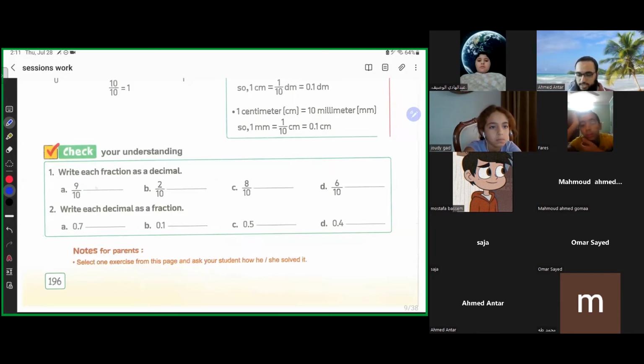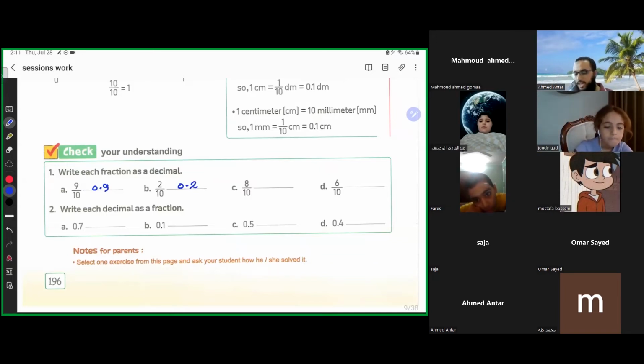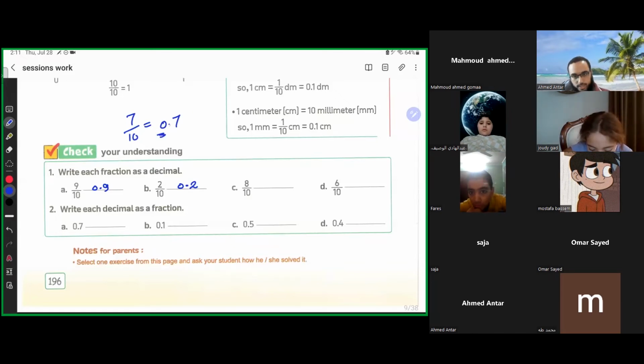It's 0.9. If it is 7/10, it's 0.7; 8/10, 0.8; 2/10, 0.2. If you have 7/10, you can write it as what? 0.7. Yes, you can say 0.7 or zero point seven. Both are correct. Okay?